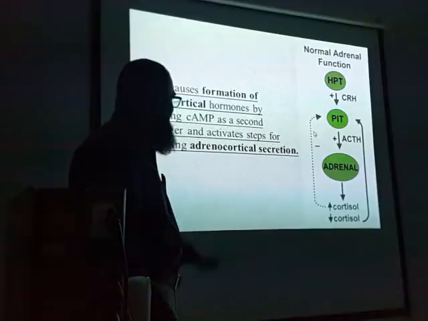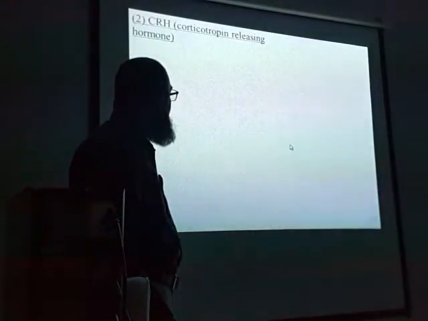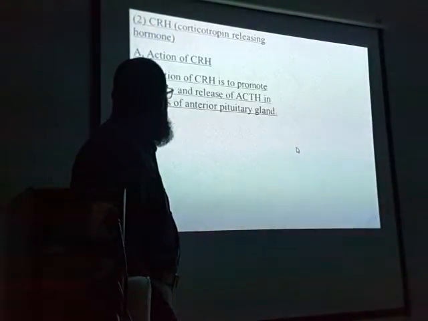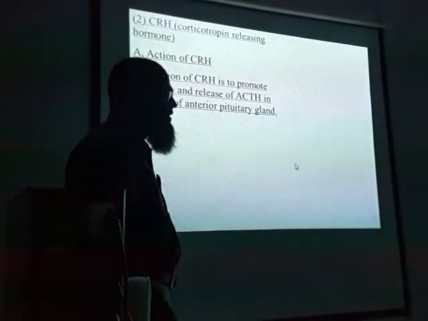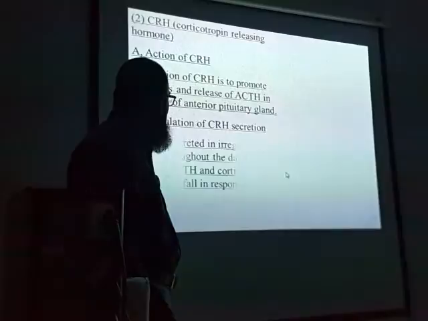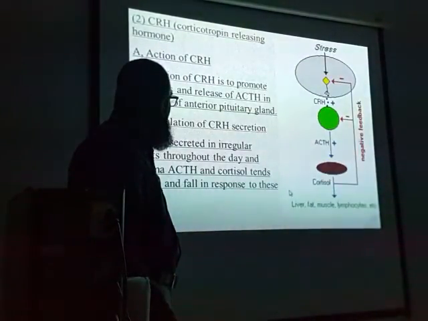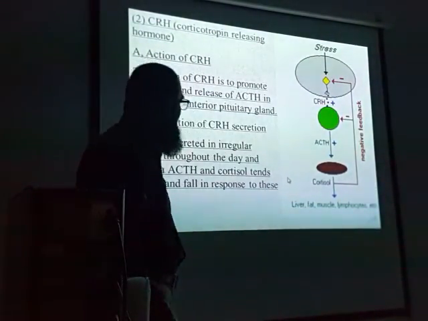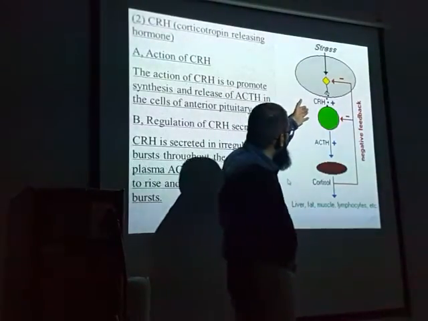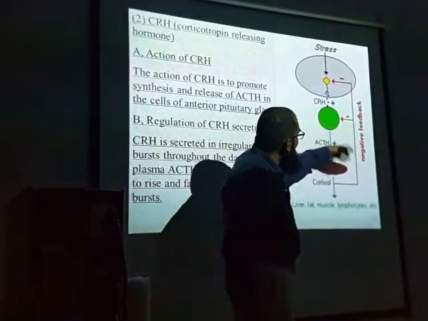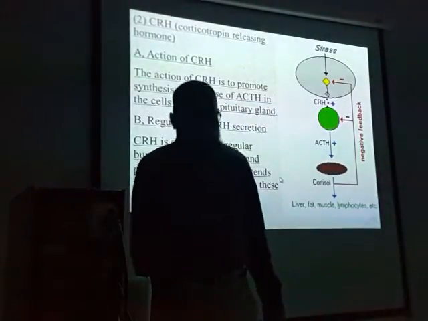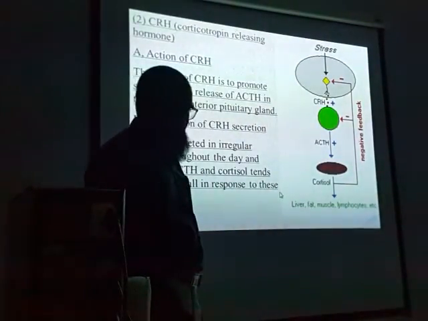Same thing I discussed in the slide. Number 2 is by the corticotropin releasing hormone from the hypothalamus. Stress, corticotropin releasing hormone, ACTH, cortisol. Then cortisol and ACTH inhibit secretion of corticotropin releasing hormone.